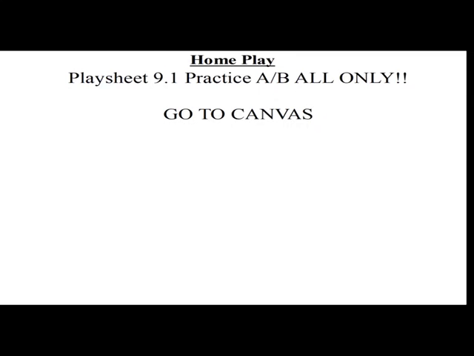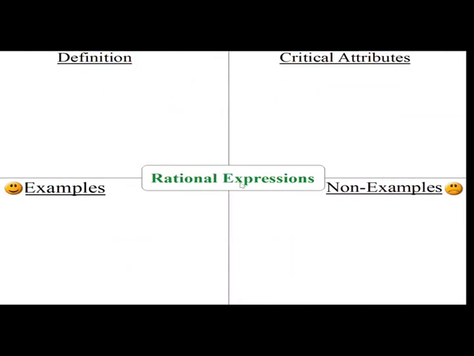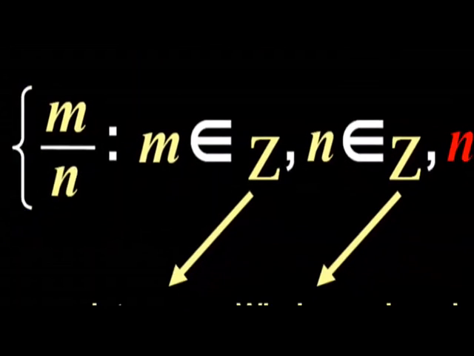So with that said, our objective for today: I can add and subtract rational expressions. We're still on rational expressions. So in your Frayer model, write rational expressions, give me a definition, 1 example, 1 non-example, 1 hashtag. By now, you should be able to do that without looking at your notes. Am I right? All right. I'll give you 1 minute for that. Go.